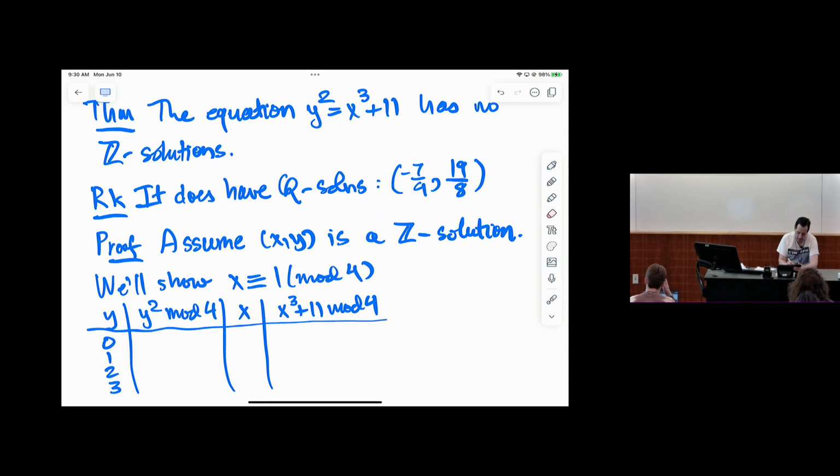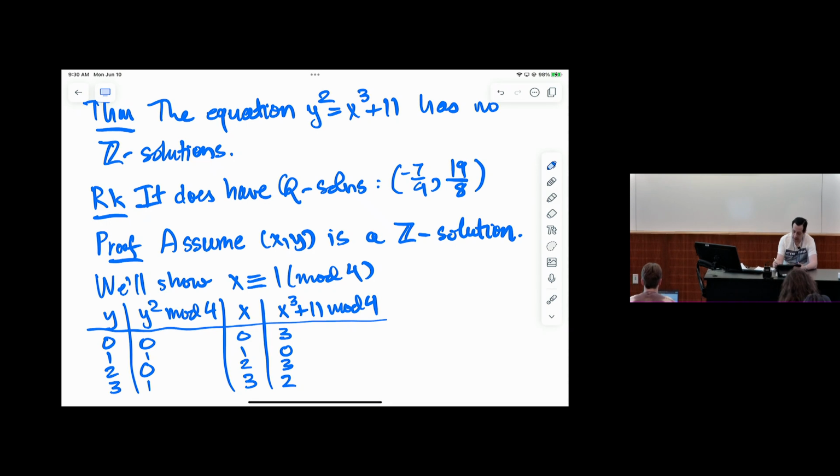When you square even numbers, mod 4, they square to 0. Odd numbers square to 1. And x could be 0, 1, 2, or 3. If you cube them and add 11, 11 is 3 mod 4. So I get 3. 1 plus 3 is 0. 2 cubed mod 4 is 0. That's 3 again. 3 is minus 1. 3 cubed is minus 1. 3 minus 1 is 2.